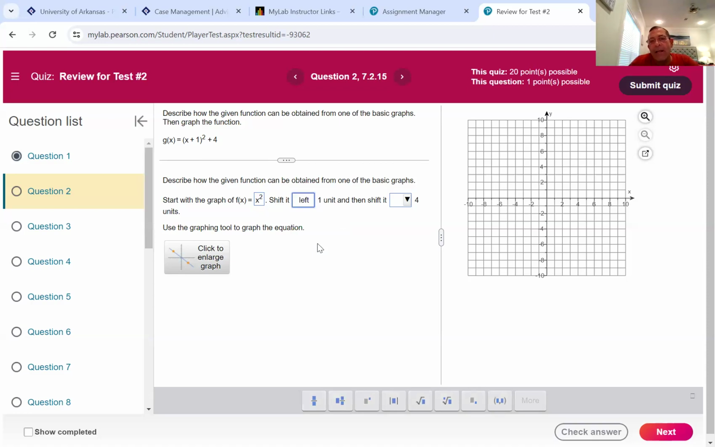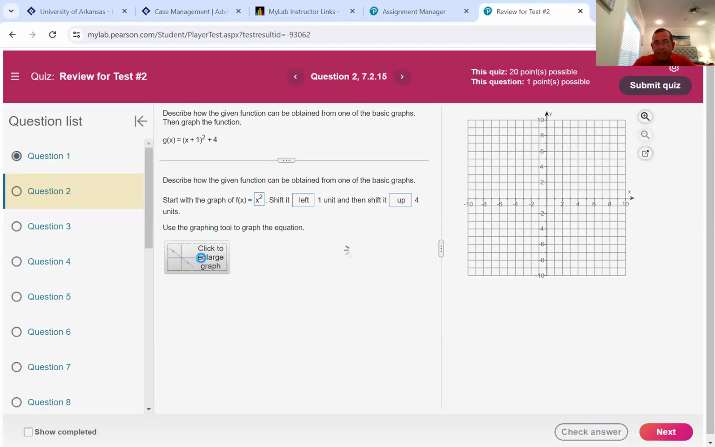And then to add 4 at the end, that's either going to go up or down. Well, remember, positive goes up at the end, negative goes down. So since that's a +4, it's going to go up. So remember, inside the parentheses, left or right. Numbers added to the end of the function, up or down. So y'all remember, we put our moves in, and then I'm going to click to enlarge the graph.